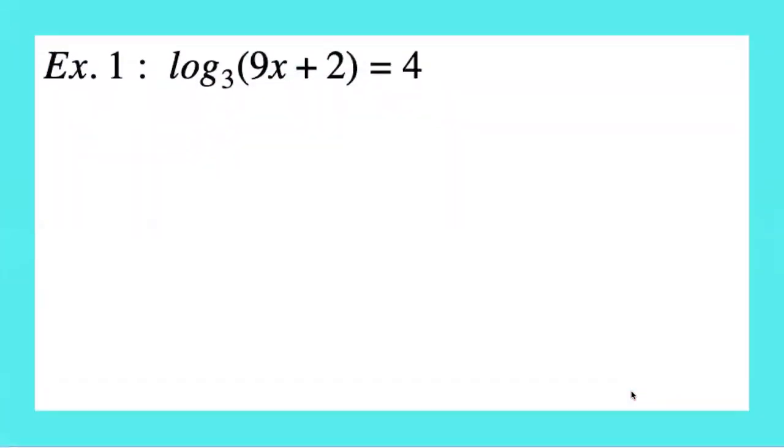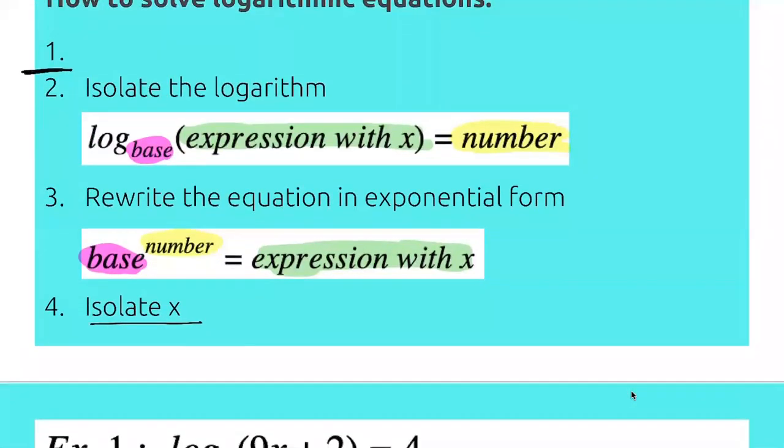All right. So in this case, I look at this question and I see only one log. And I also notice that this log is already isolated. It's already by itself. So I can already skip step 2, all right? So step 2, where it said isolate the log, that's already done for me. I can actually start with step number 3 here. Rewrite the equation in exponential form, right? So we need to write our base raised to the number equals the expression with x.